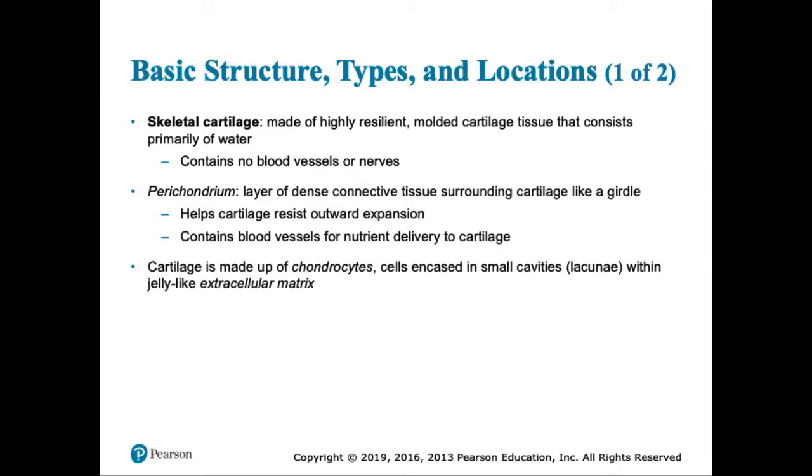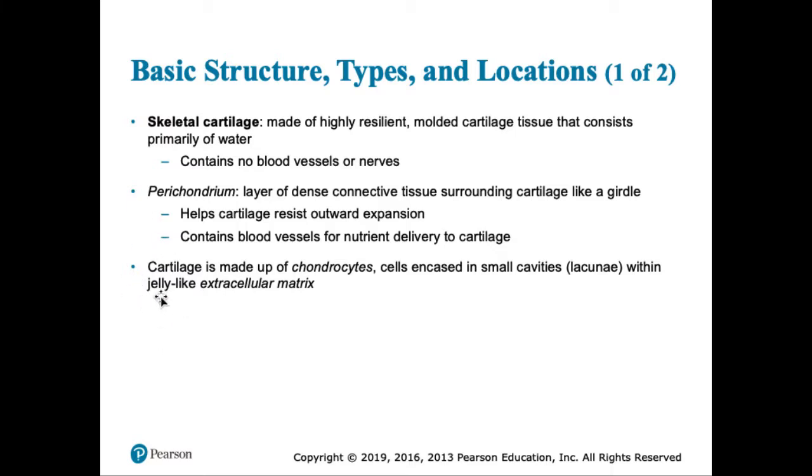So skeletal cartilage is made of mostly this highly resilient molded cartilage tissue that consists mostly of water. It contains no blood vessels or nerves. Basically, what we call the perichondrium is a layer of dense connective tissue surrounding the cartilage like a girdle, and it helps resist this outward expansion. And it contains these little blood vessels for this nutrient delivery.